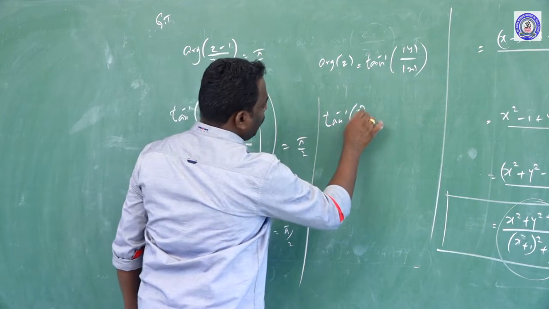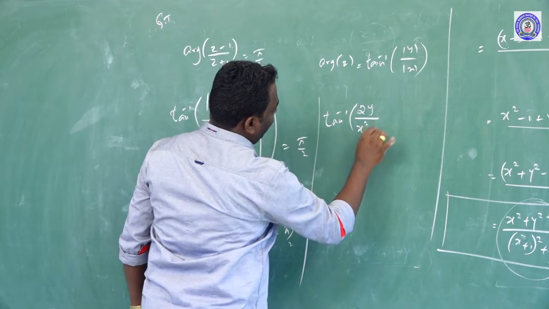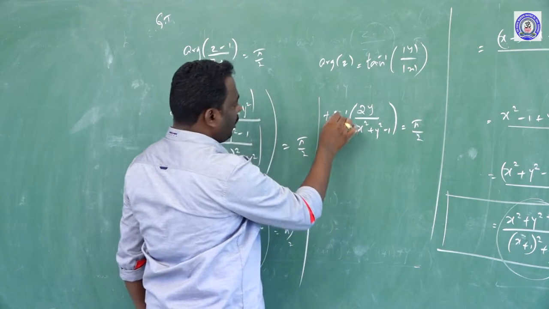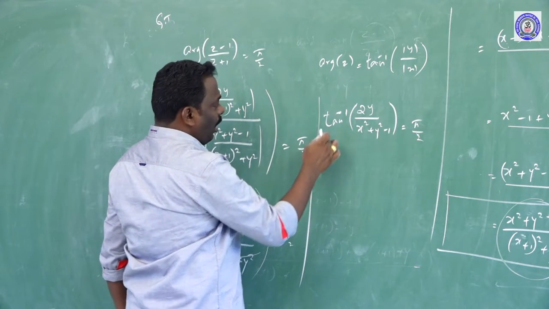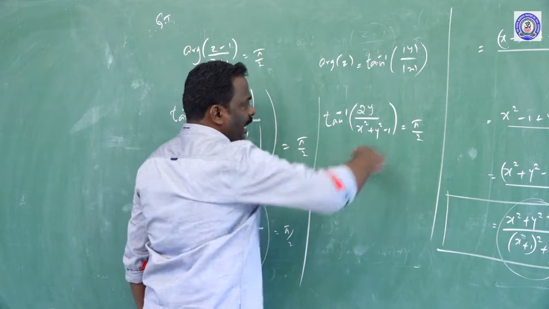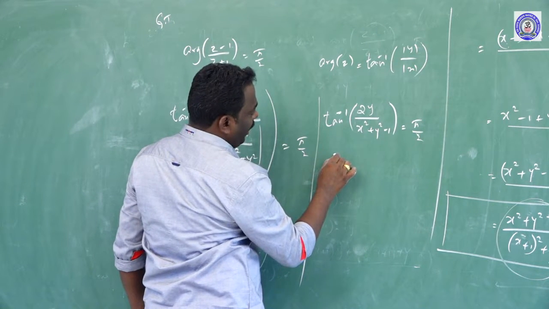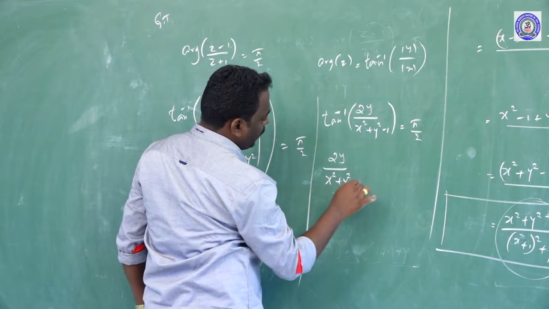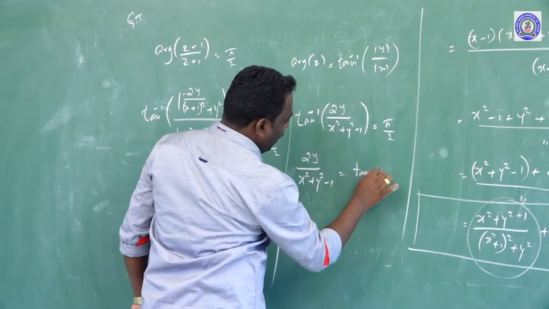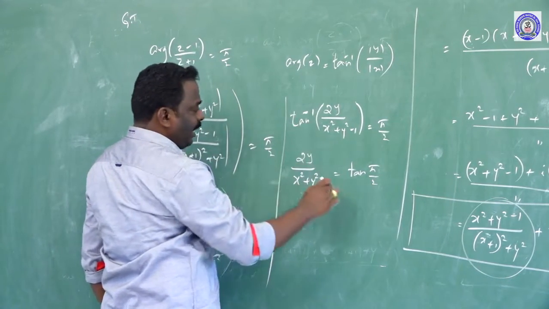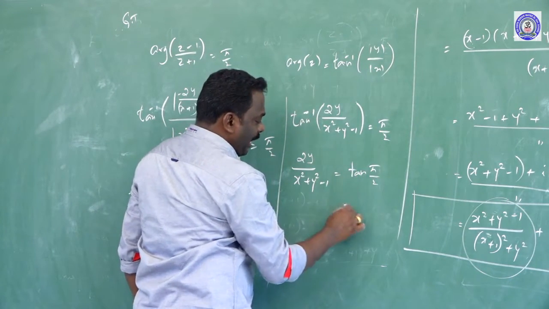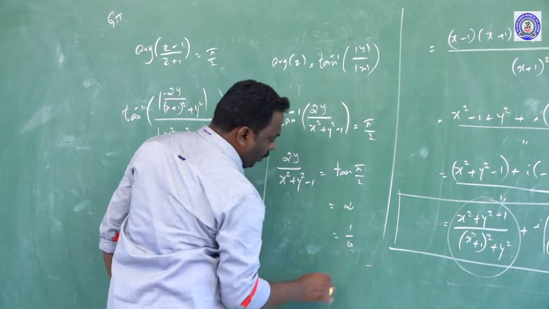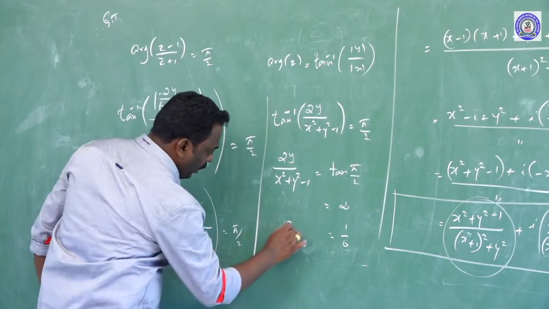Therefore 2y by (x squared plus y squared minus 1) is equal to 90, with tan inverse. The tan transfers to the right-hand side, and the remaining left-hand side is 2y by (x squared plus y squared minus 1), which is equal to tan 90 degrees. So 1 by tan, multiplying with 90: tan 90 equals what? Infinity, which is 1 by 0. You can write infinity as 1 by 0, equal to 2y by (x squared plus y squared minus 1).